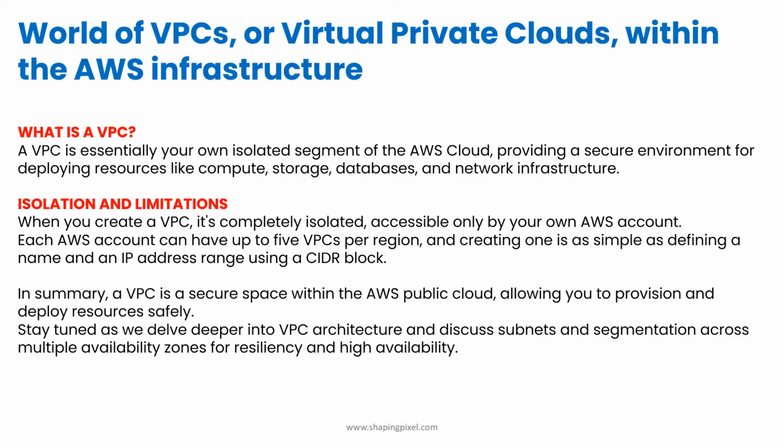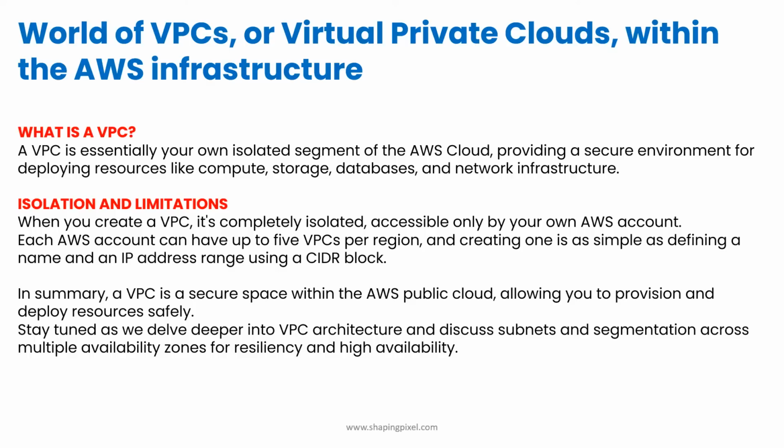So let's dive into the world of VPCs, or virtual private clouds, within the AWS infrastructure. A VPC is essentially your own isolated segment of the AWS cloud, providing a secure environment for deploying resources like compute, storage, databases, and network infrastructure. When you create a VPC, it's completely isolated, accessible only by your own AWS account.